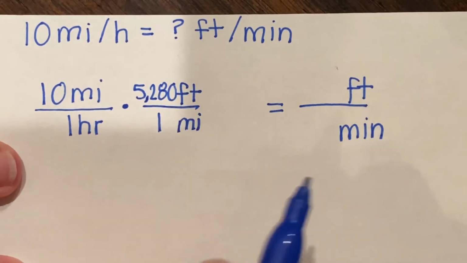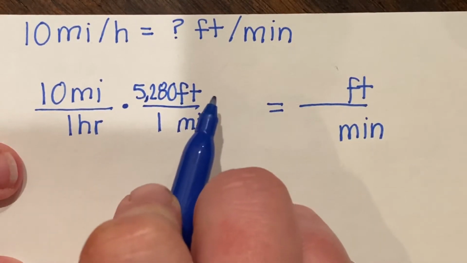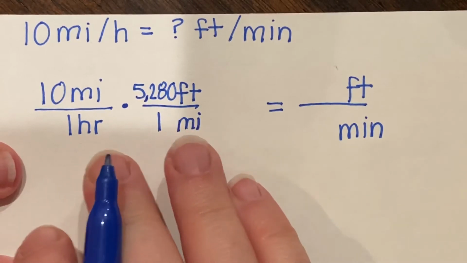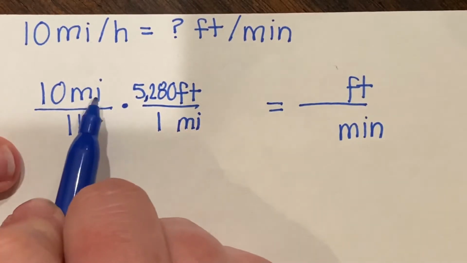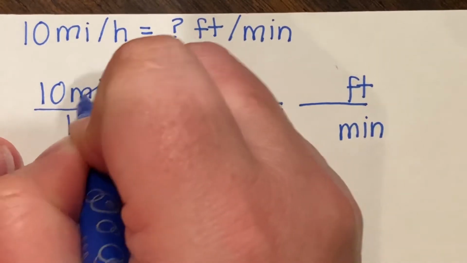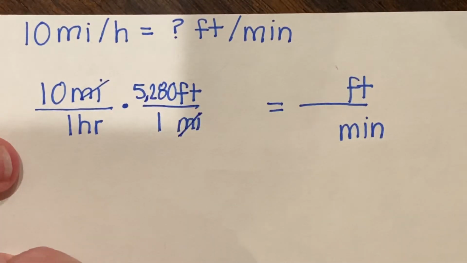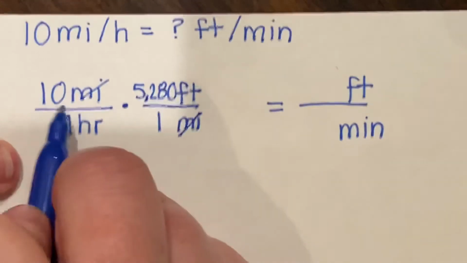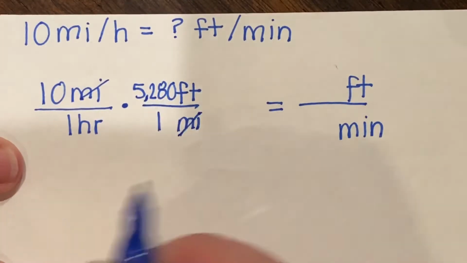Okay, so now I could go ahead, and she's probably shown you to go ahead and multiply here and go out another step, but let's just take it one at a time, okay? So now I have miles over miles, so I can cross out those miles. I don't need them anymore. And now I'm just going to multiply across. I have 10 times 5,280.